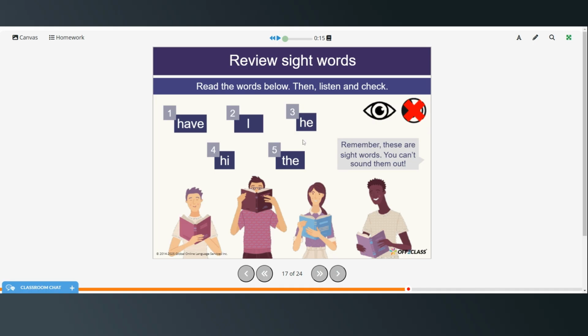All right, now look at these sight words. Remember that sight words are words that you can't sound out, you just have to memorize. So follow along and listen. Have, I, he, high, the.